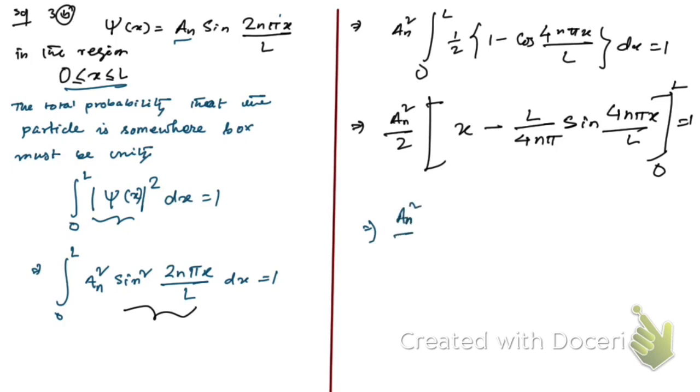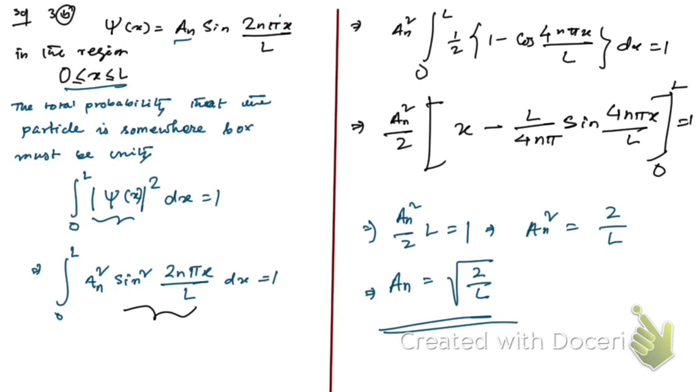A n square by 2 x, instead of x we're going to put L, and the lower limit is 0, so definitely it's going to be L, equal to 1, right? So that's what we have got, right? So we have to find the value of A n, so that's going to be equal to A n square equal to 2 by L. So A n is nothing but root over 2 by L. So this is our answer.